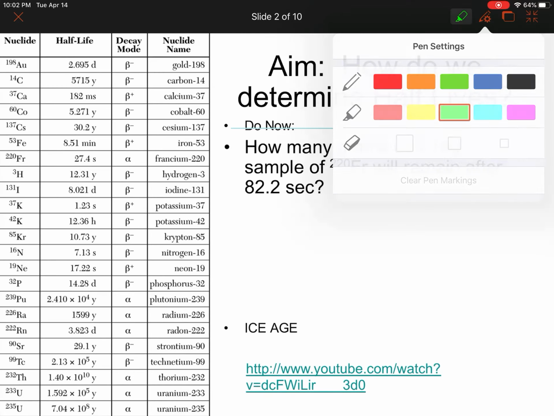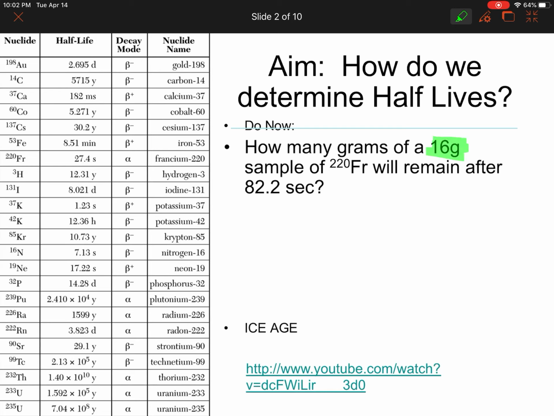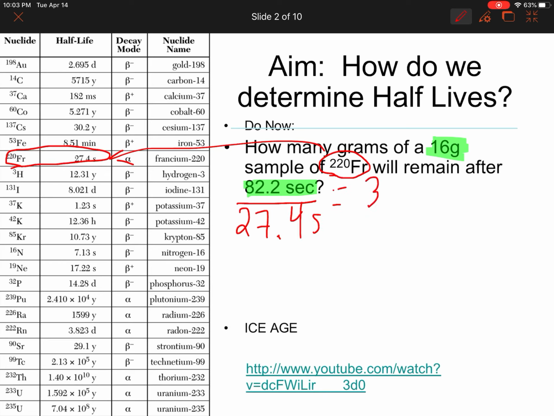So they gave us 1 unit of mass and 1 unit of time. What did we learn in the last video? That if you have 1 unit of mass and 1 unit of time, your answer must contain 2 units of time. So we must look up the half-life of francium-220. Let's find it on Table N. Here it is. The half-life says 27.4 seconds. The total time they gave us was 82.2 seconds. Divide by 27.4 seconds. That gives us 3 half-lives.